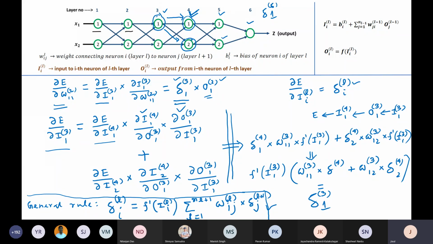So I will end by giving a small remark in case you want to remember this expression. If you look at this carefully, this expression is nothing but a weighted sum of the deltas multiplied by one additional factor, which is the derivative factor. Otherwise, this is simply a weighted sum. So it's nothing complicated like this.